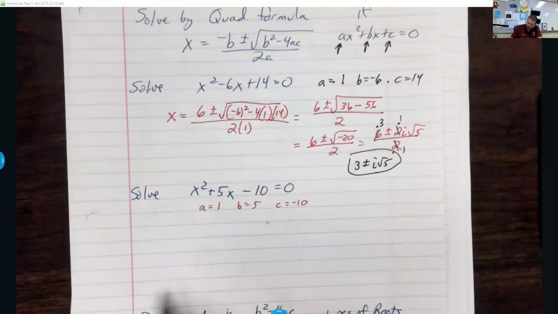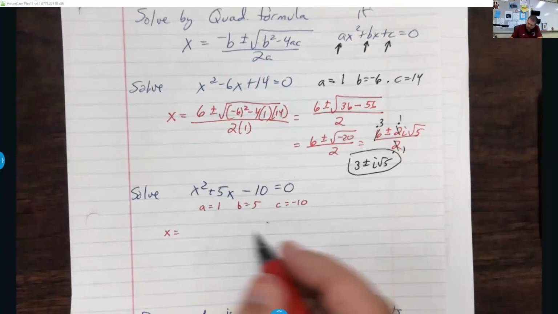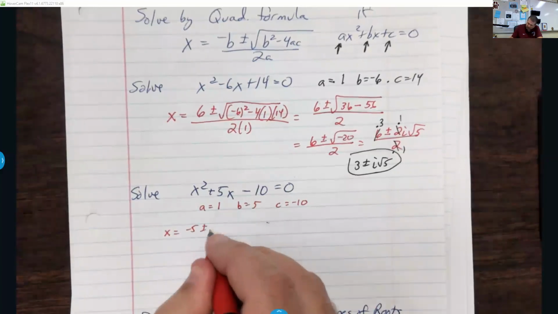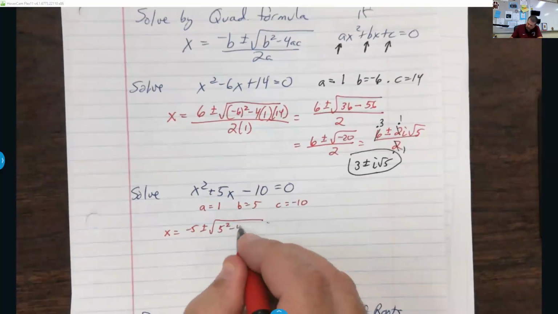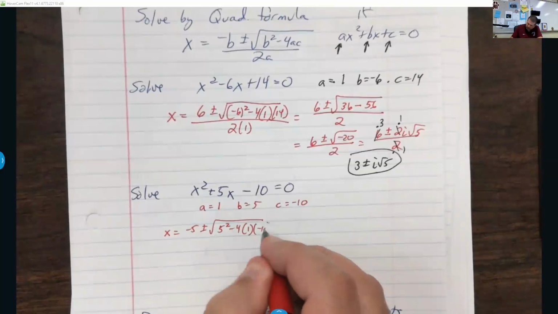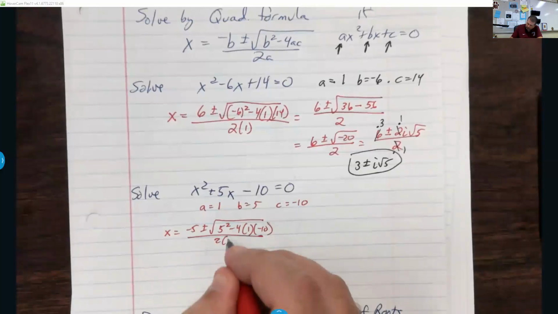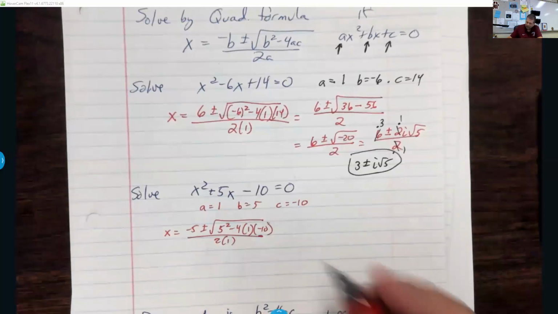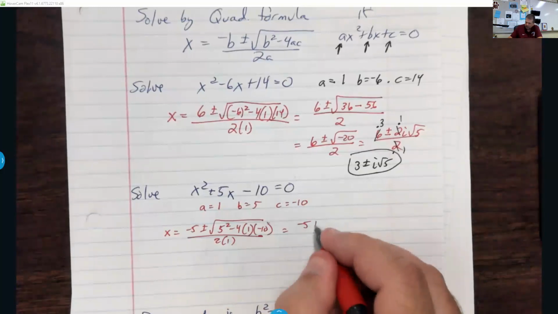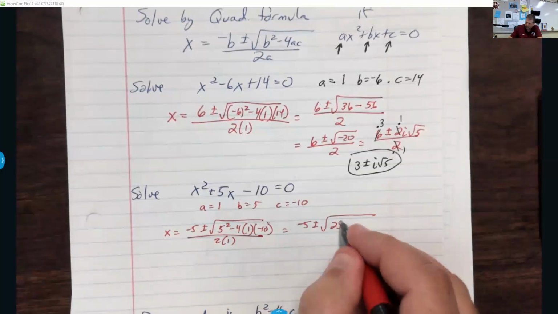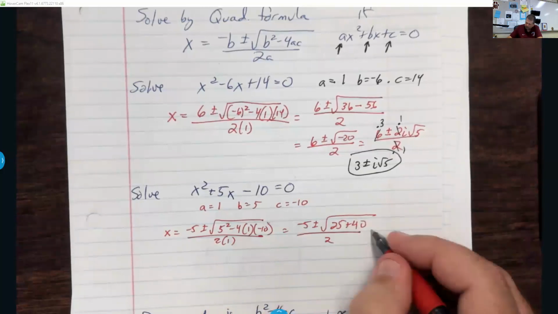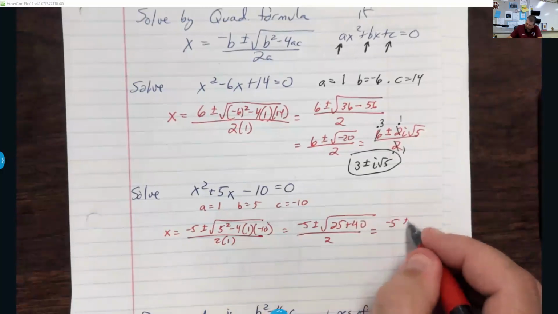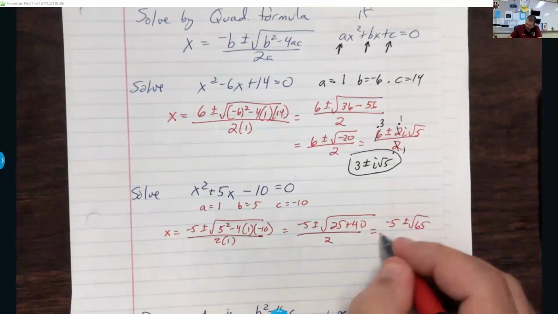They'd just be bigger. So x is equal to negative 5 plus or minus the square root of b squared minus 4 times a times c, all over 2 times a, which is negative 5 plus or minus the square root of 25 plus 40, over 2, which is negative 5 plus or minus the square root of 65 all over 2.